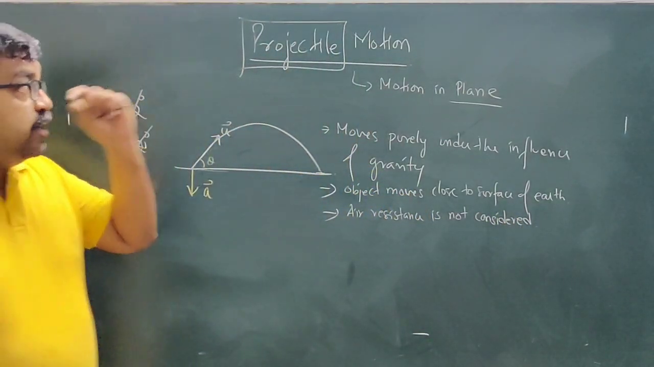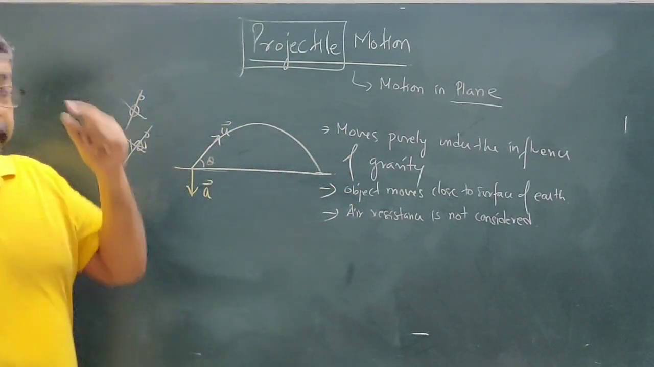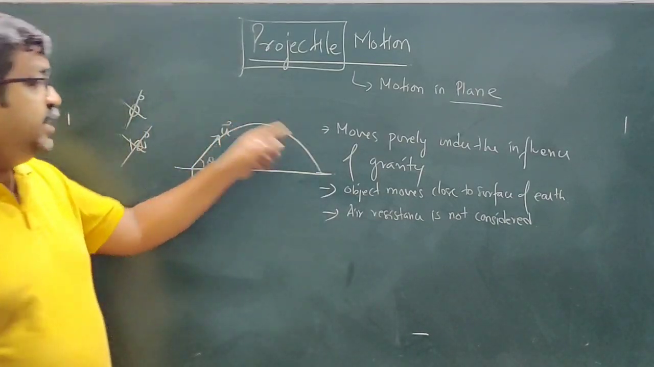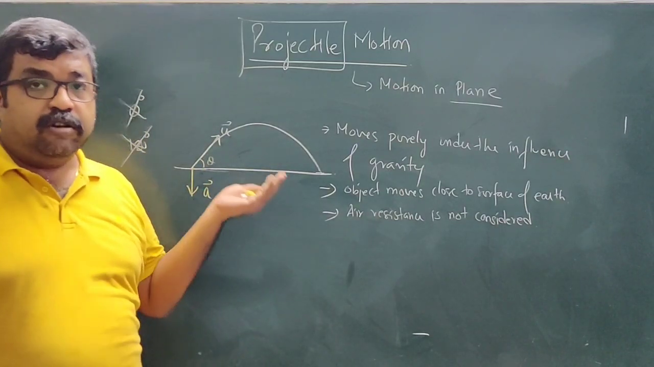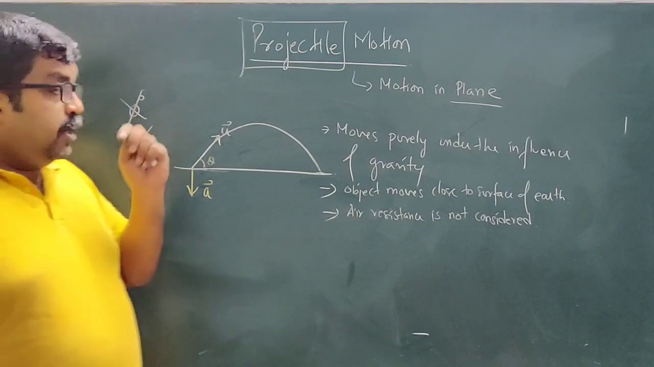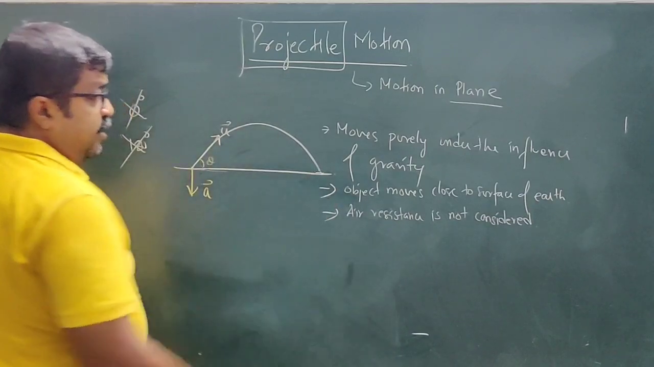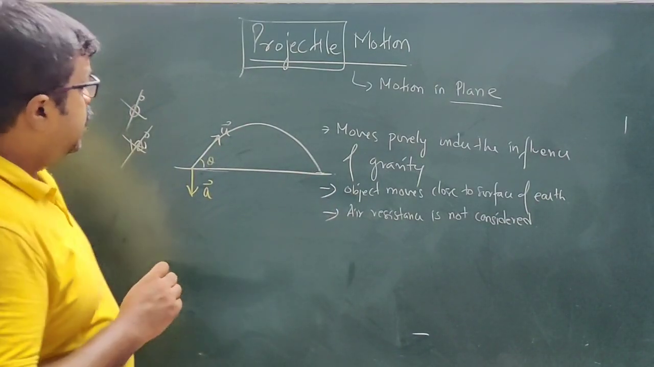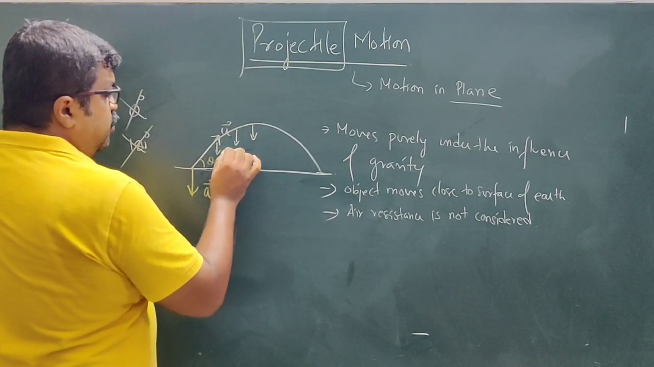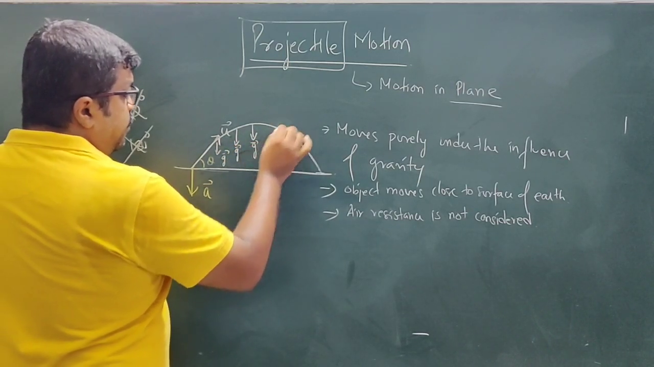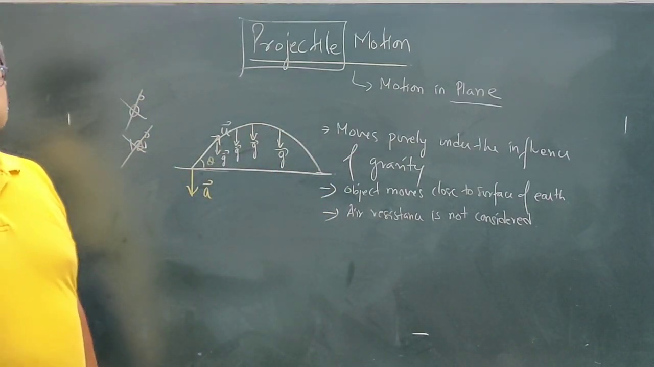So when we say that the object is undergoing projectile motion, it means it is satisfying these three conditions. Under the influence of these three conditions, it will move like this, provided the velocity and acceleration don't make an angle of 0 degree or 180 degree. Another important thing: when it is moving under the influence of gravity, at each and every point, the acceleration due to gravity acts in the downward direction. So throughout the course of motion, acceleration is constant.